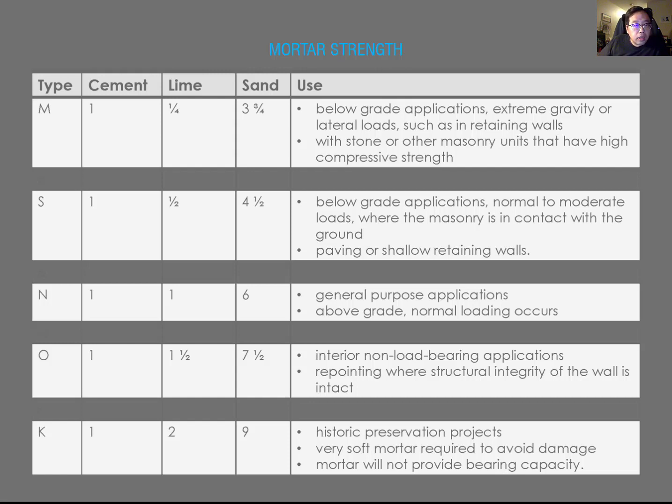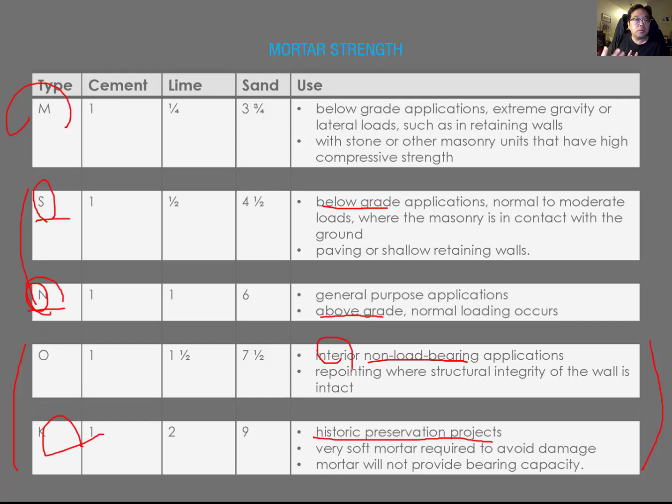Okay, just to understand about this one here. O and K is mostly non-bearing, which is the non-structural wall. It is used for interior purposes. And K is usually used for historical preservation projects. Okay, and N and S are pretty similar, but S is stronger than N, and S can be used below grade and above grade, but N is only used for above grade, and M is the strongest mortar type. Okay, so that is what you have to know about the difference between M, S, N, O, K.